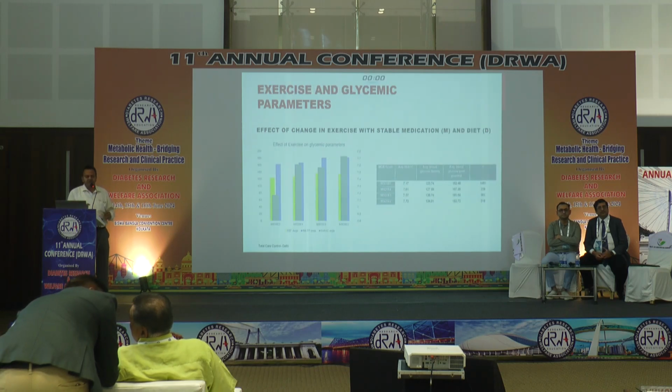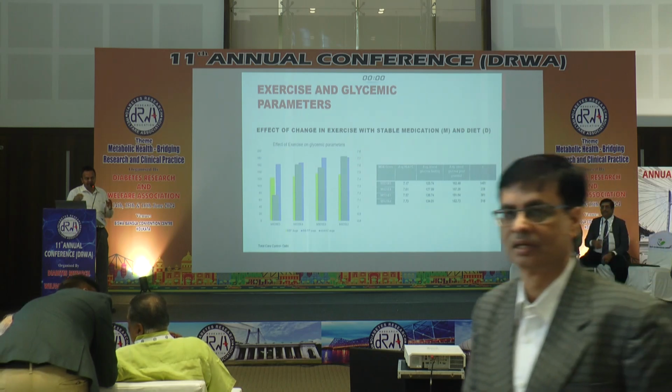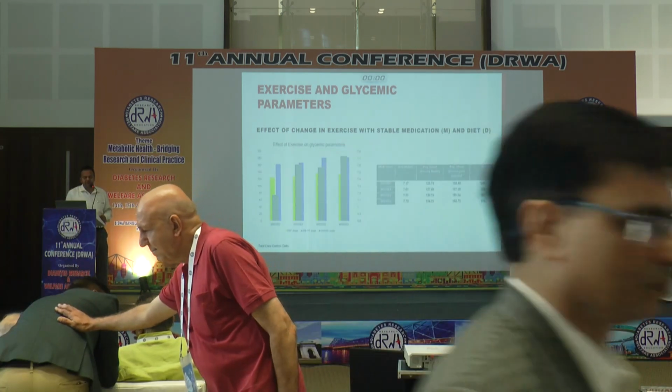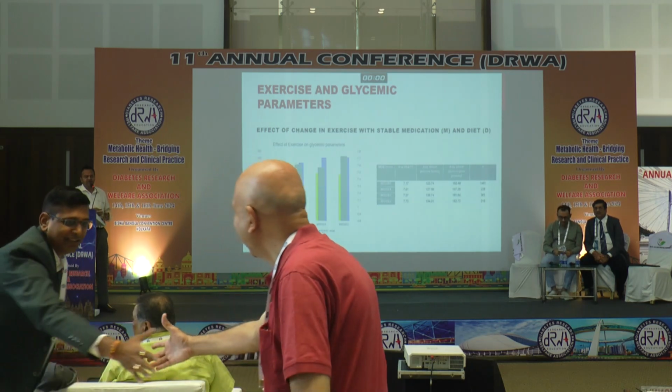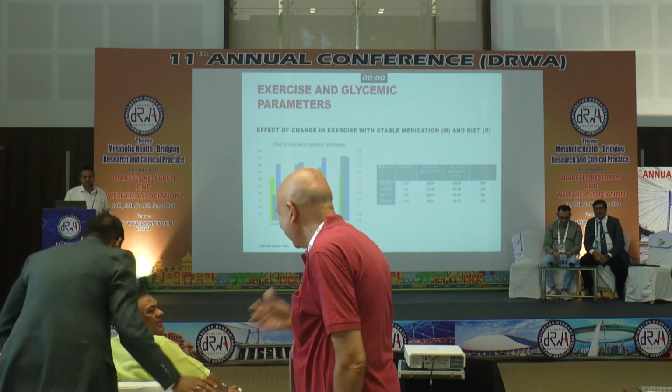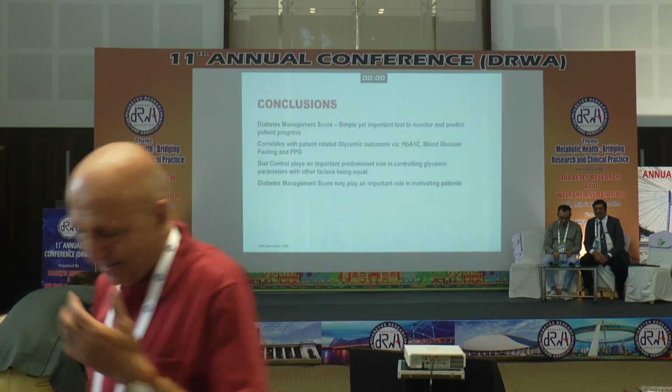Similarly, here we compared the exercise against the background of stable diet and stable medication. So exercise also has an effect on the outcome, that is, it decreases the HbA1c and the sugar values. But diet has much greater effect on the HbA1c outcome than the exercise. This is what we found in the study.